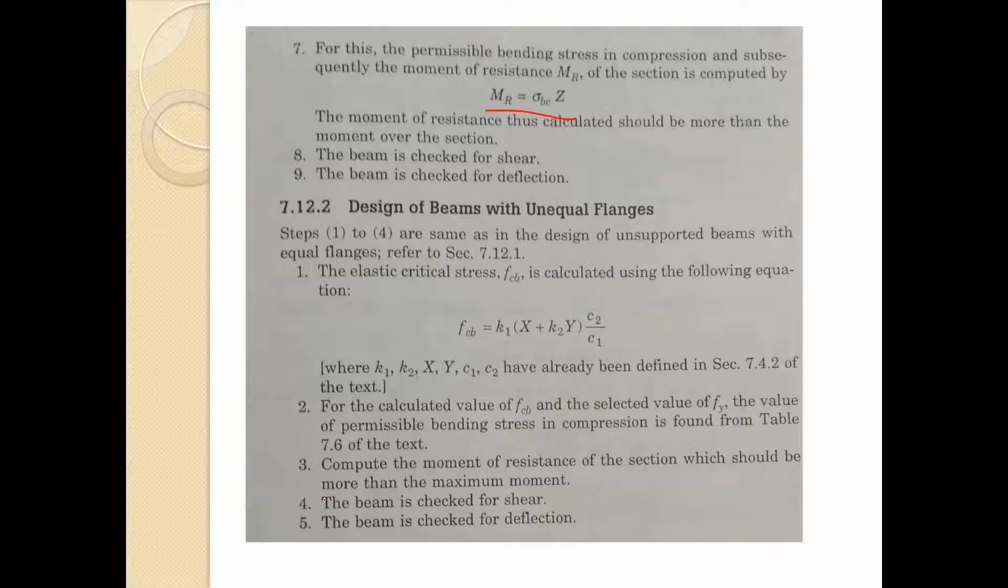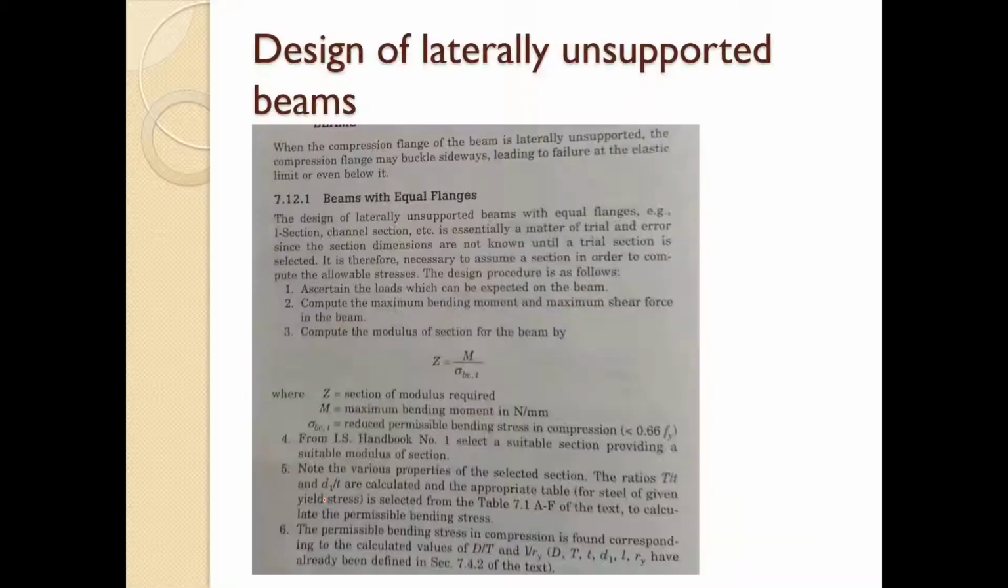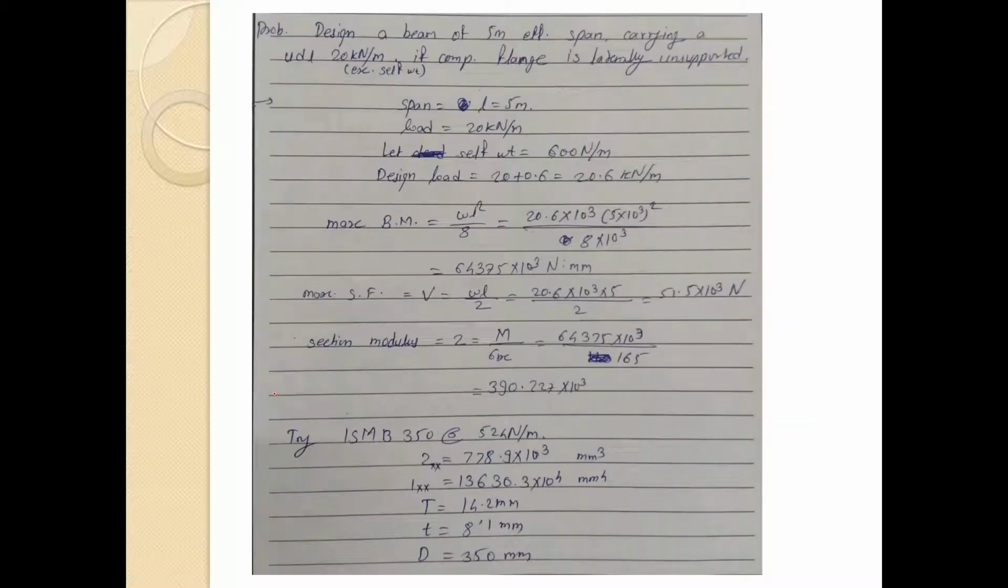Most of the times in the exam they will ask about the beams with equal flanges. So now we will discuss the problem. Design a beam of 5 meter effective span carrying a UDL of 20 kilonewton per meter, which is excluding self weight, if the compression flange is laterally unsupported.